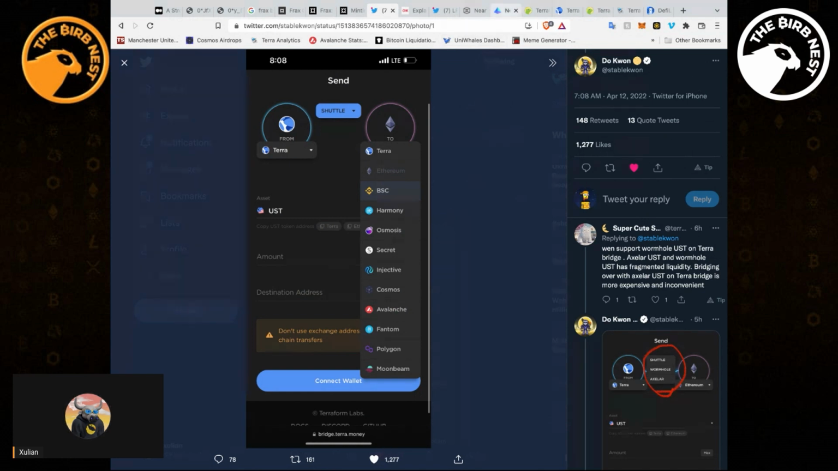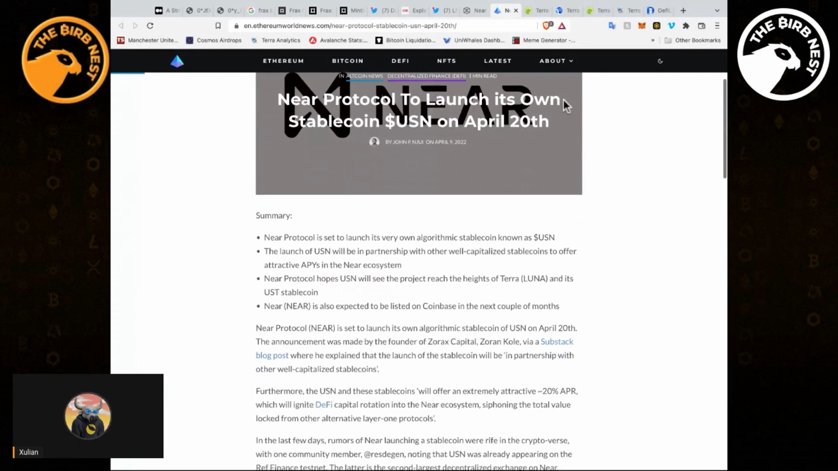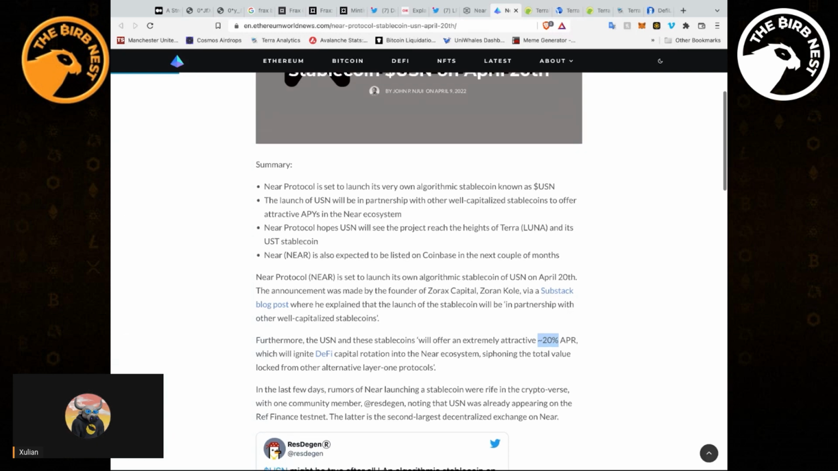Well, USN is going to launch on Near and offer 20% APR, similar to Anchor, which is the biggest dApp on Terra. And this is going to be very good for Near because they're going to have a similar mechanic where they're going to be burning Near tokens in exchange for USN. And they're going to offer a nice, stable return for staking your stablecoins.